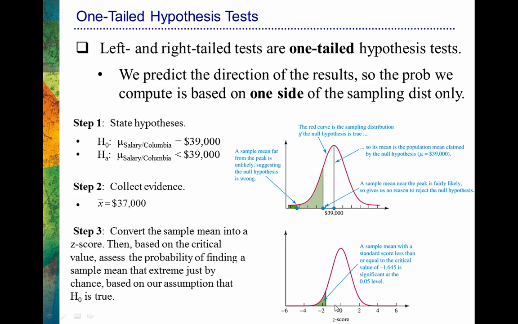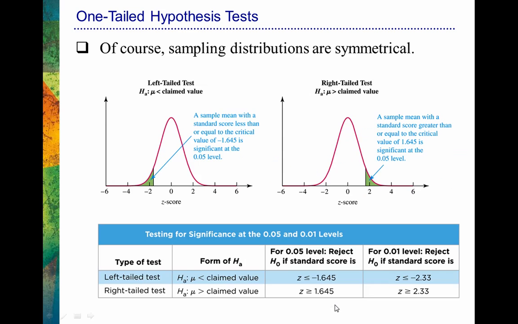All right, well, that's it in a nutshell. Let's start putting it all together. Of course, when we're talking about that critical region, sampling distributions are symmetrical.